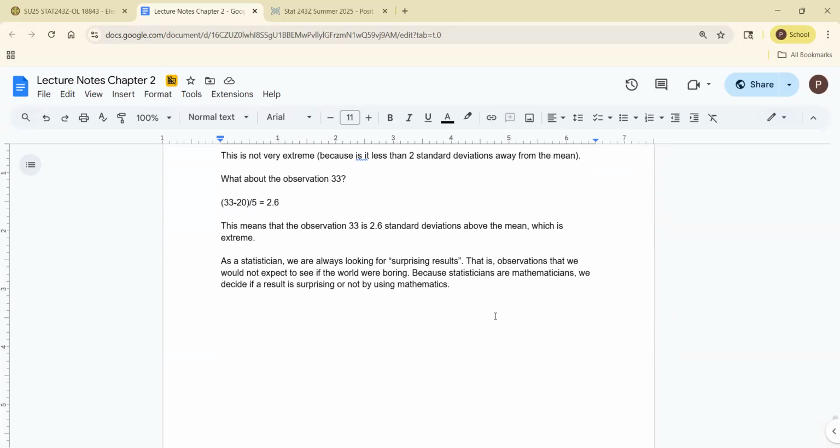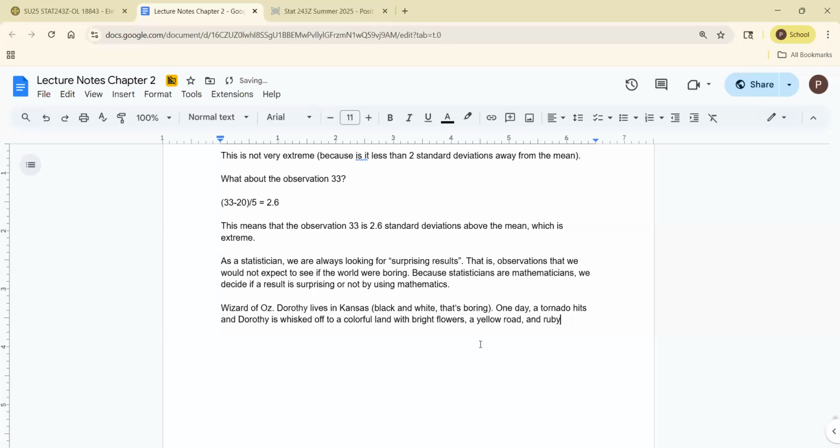So my example that I encourage you to keep in mind comes from The Wizard of Oz. Dorothy lives in Kansas, which is black and white. That's boring to us, right? One day a tornado hits and Dorothy is whisked off to a colorful land with bright flowers, a yellow brick road, and ruby slippers on her feet.